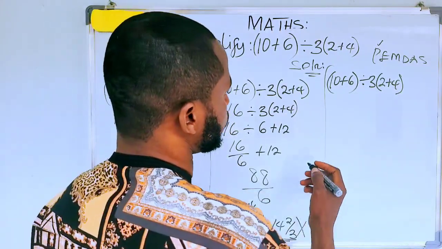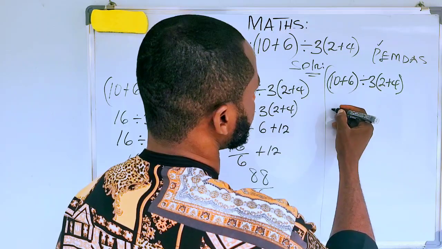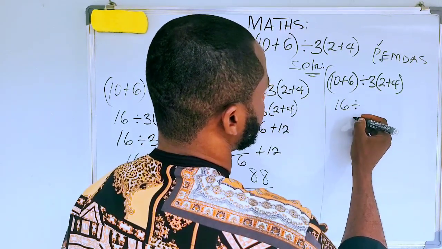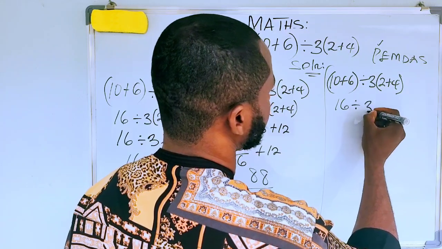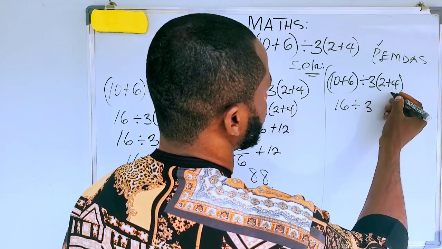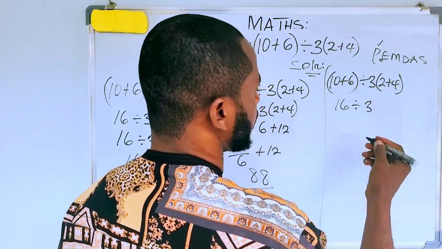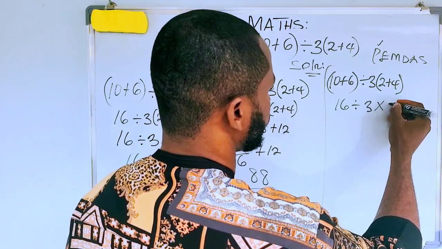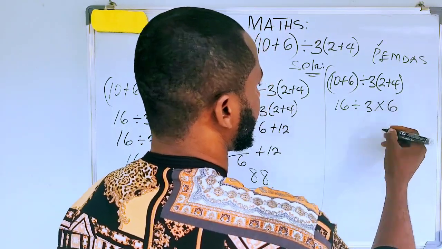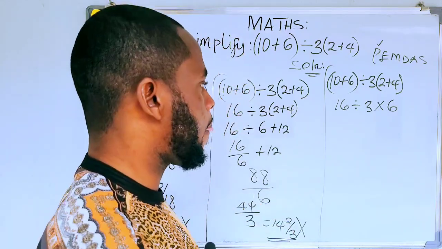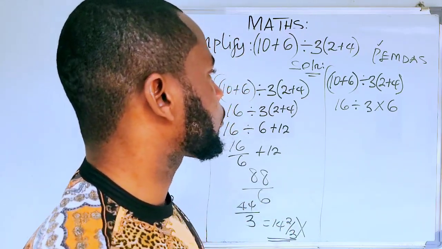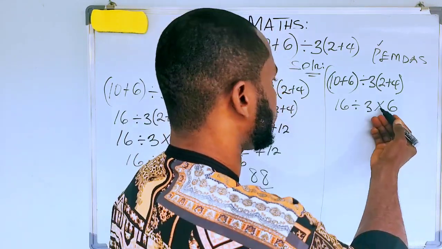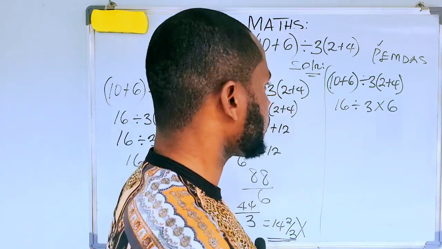But as such, we are going to have here 10 plus 6, that gives us 16, divided by 3 into 2 plus 4, that gives us 6. And that is multiplication. We have here multiplied by 6. Then here we have division and multiplication.